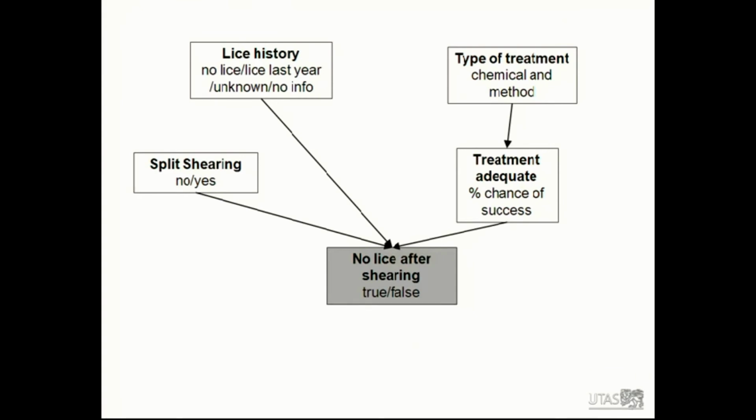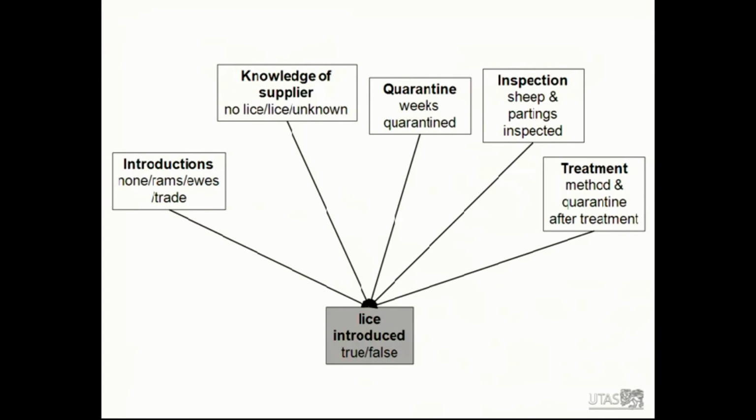So we popped that number in initially, but I'll come back to that one later because we had to work on that a bit more. The split shearings mean if you're not shearing and treating all your sheep at the same time, there's a chance for lice to transfer from untreated back to treated ones, and that reduces the chance you eradicate. So those sorts of questions looked at whether you eradicated last time.